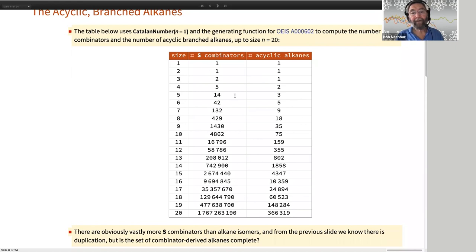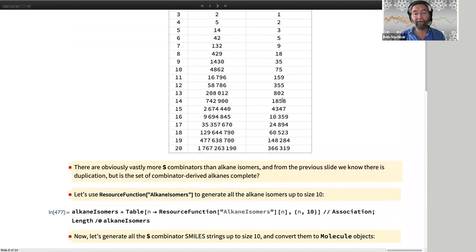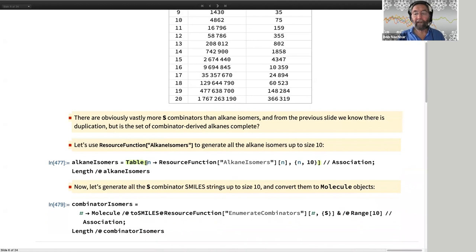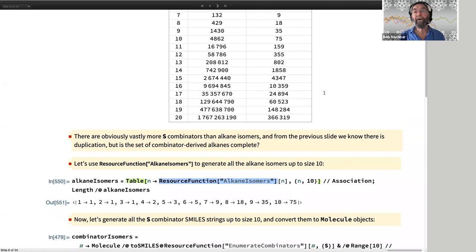And just because there's redundancy does not necessarily mean that all these combinators will actually map to all the possible alkanes. So we need to find out about that. So let's do that. And we'll generate first all the alkane isomers up to size 10. There's a resource function here called alkane isomers that actually does that. And we can see that if we count the number of isomers for each size from 1 to 10 carbons, we actually get the same sequence here.